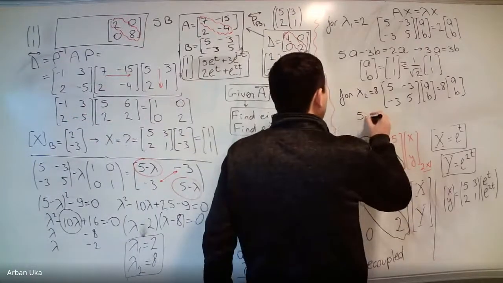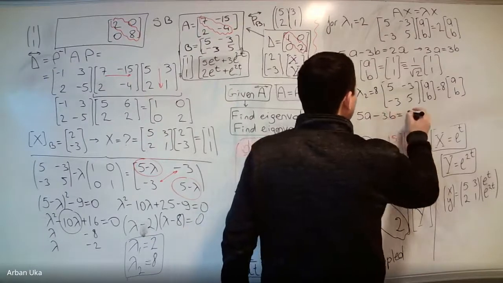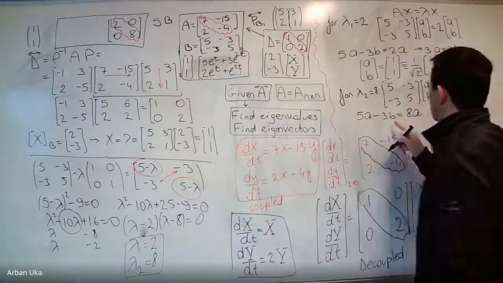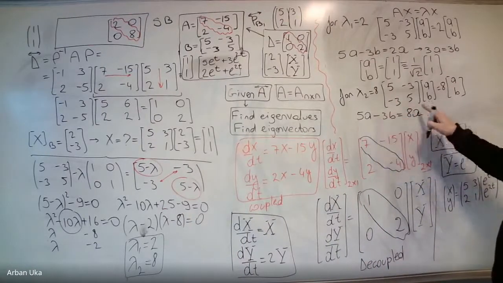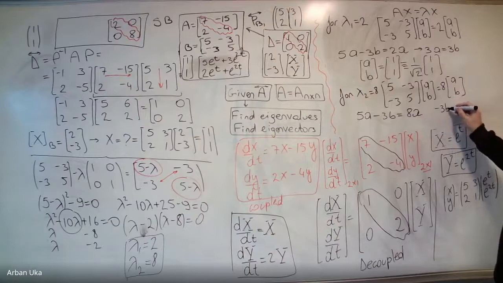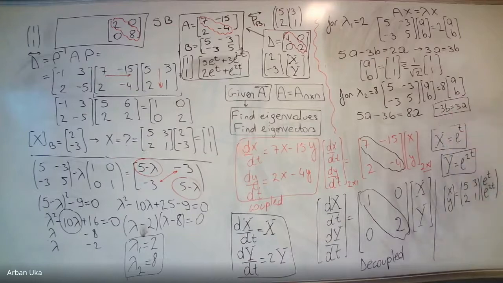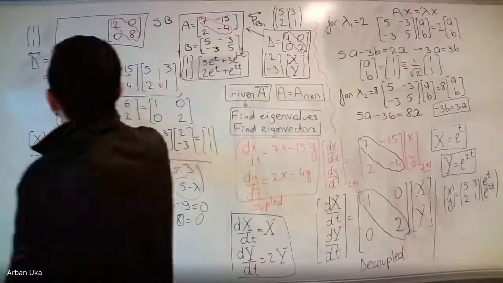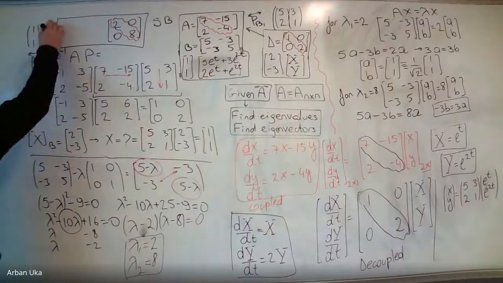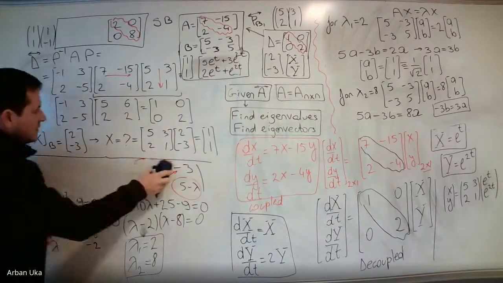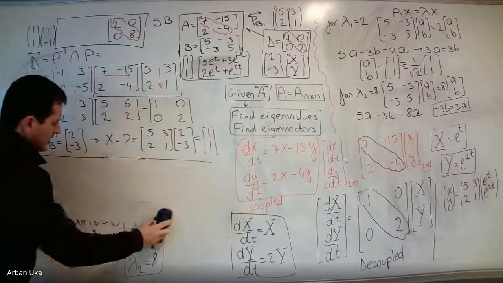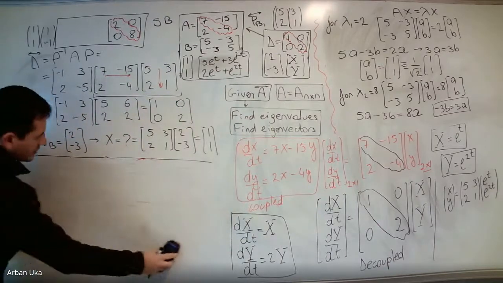So we get here 5a minus 3b. This is equal to 8a. So what is the relationship we get from here? We get the 5a to the other side, so we have minus 3b is equal to 3a. So what is the relationship between a and b? They are negative of each other, so we get here 1, minus 1.